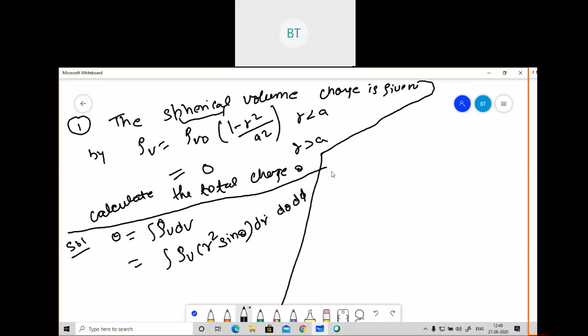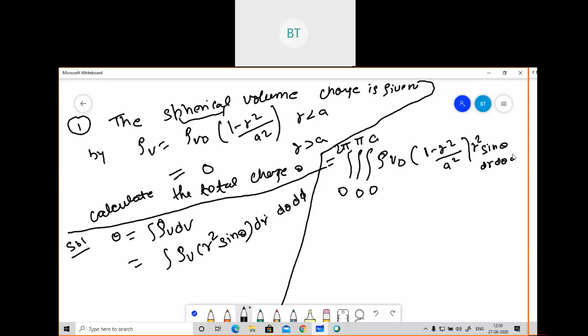So now you need to apply the limits. First limit, for r, I'll apply from 0 to a. Second, for theta, it will be 0 to pi. For phi, it will be 0 to 2 pi. That we discussed in the last session only. So for the sphere, you should be aware of this. And I'll write here rho v0 upon 1 minus r square by a square into r square sine theta dr d theta d phi.